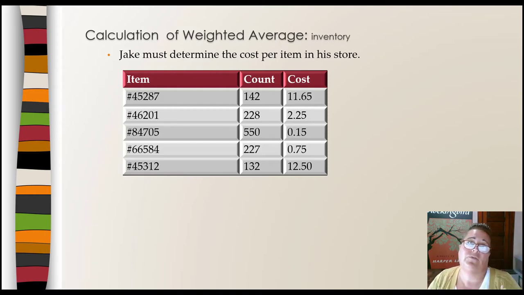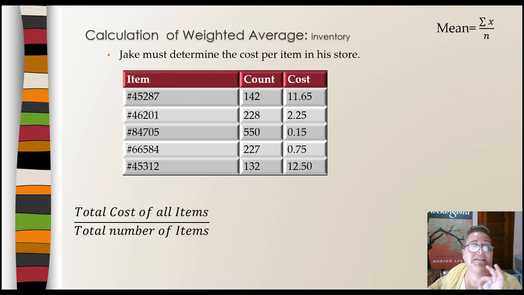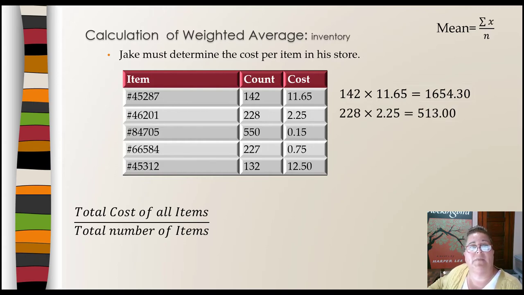So here we have sort of a shortened version of that. We've got 5 items, and I've got an item count as well as a cost. So I'm really using just a regular average, but I'm modifying it a bit for categories. So we're going to take the total cost of all the items and divide that by the total number of items. So for item number 45,287, we're going to do 142 of those times the cost of $11.65. So I now know there's $1,654.30 wrapped up in that one item.